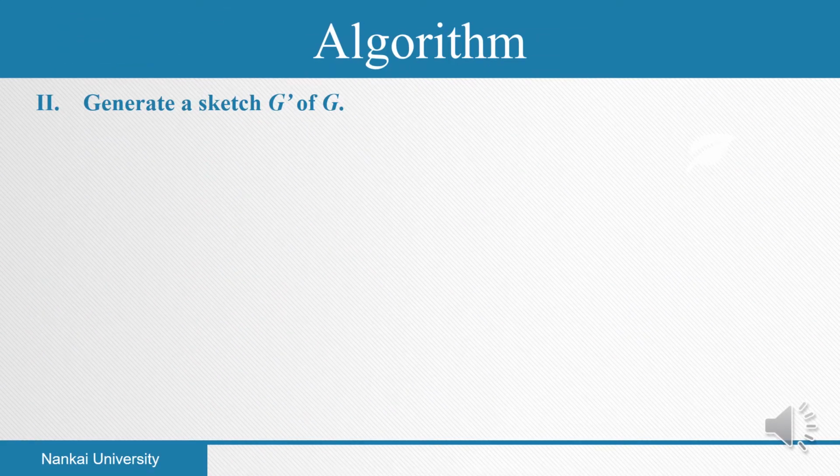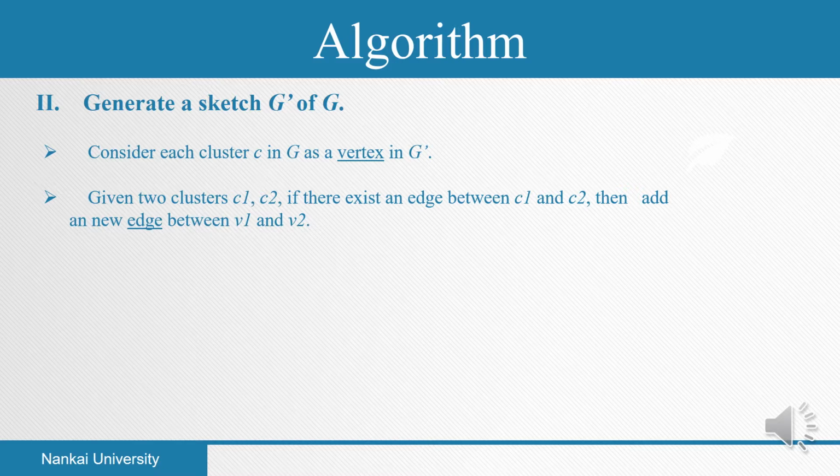The second step is to generate a sketch G' of G. First, we consider each cluster C in G as a vertex in G'. Then, given two clusters C1 and C2, if there exists an edge between C1 and C2, then add a new edge between V1 and V2. Clusters C1 and C2 correspond to the vertices V1 and V2 in the graph G'.